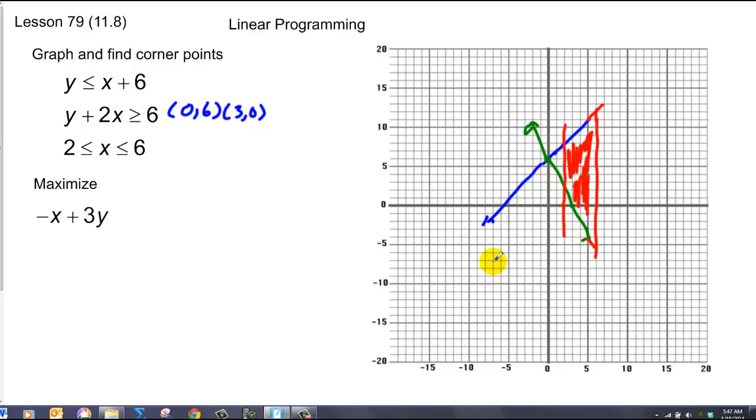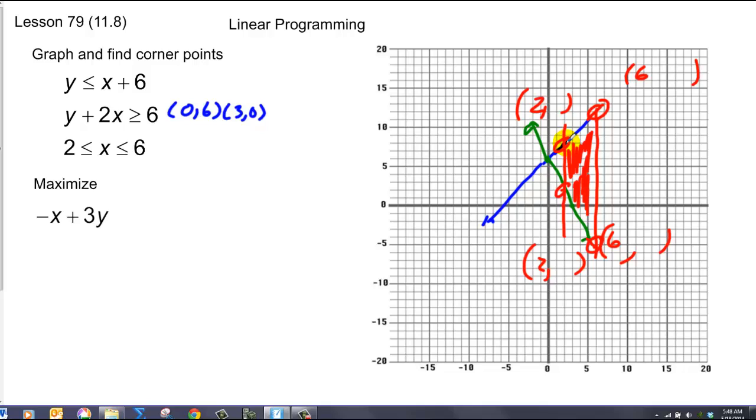I need to find all my corner points. So in this case I have 4, but they're all pretty easy to find because I know the x values on them. So in this case we have x equaling 6 here, 6 here, 2 here, and 2 here. You just have to plug back into the correct equations to find the y values.